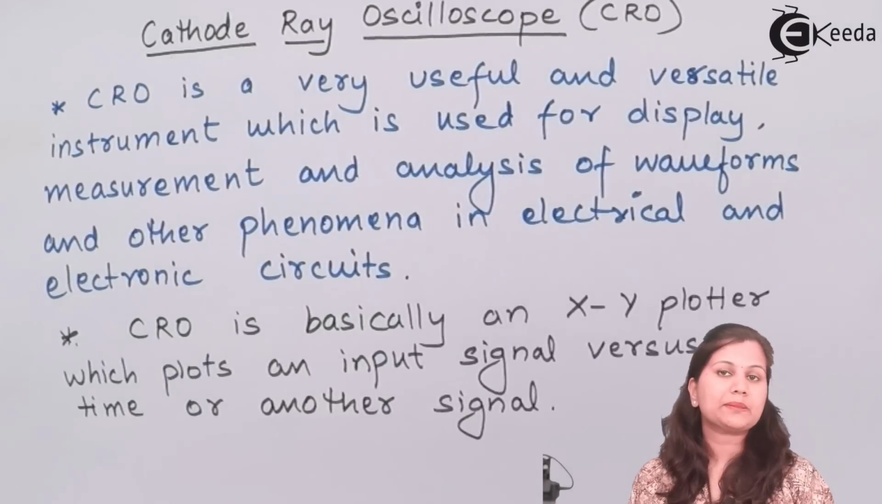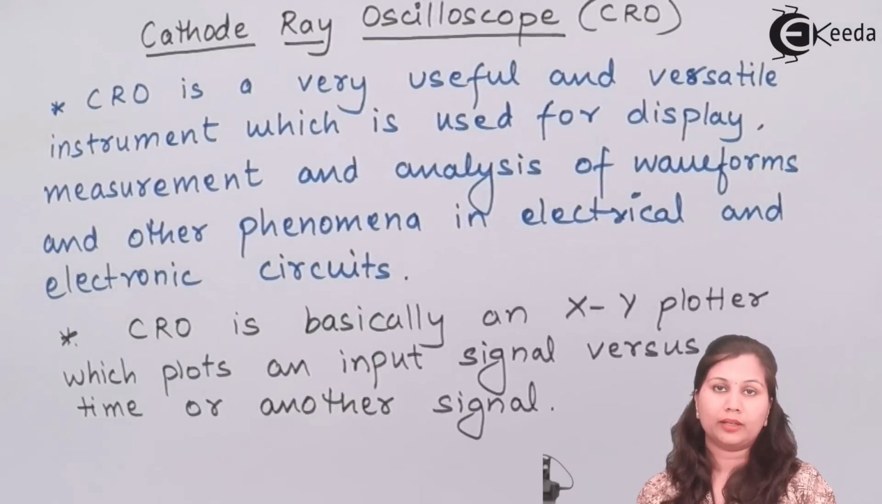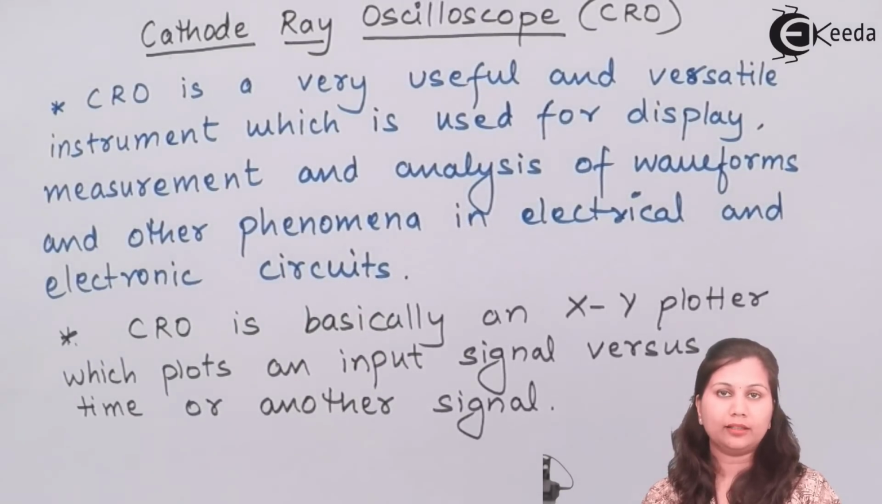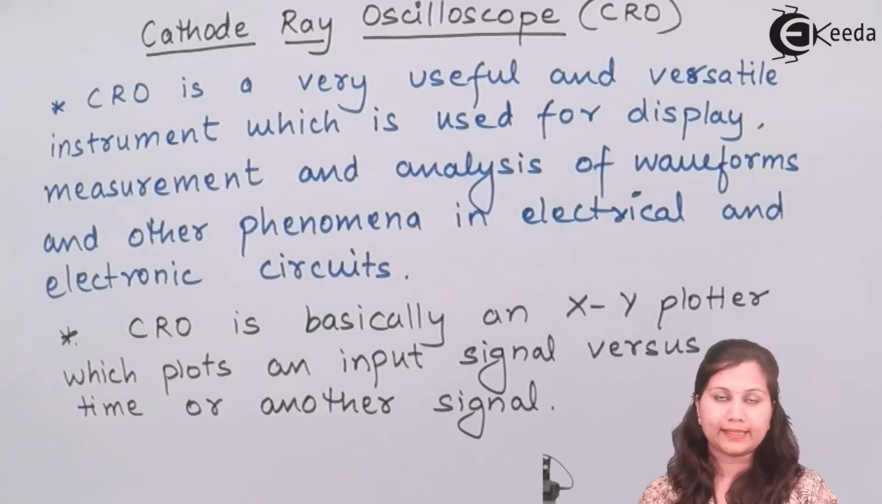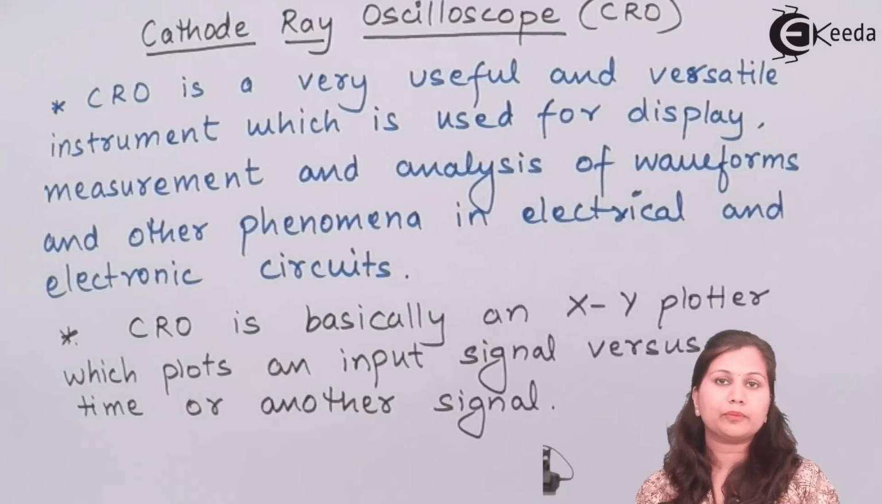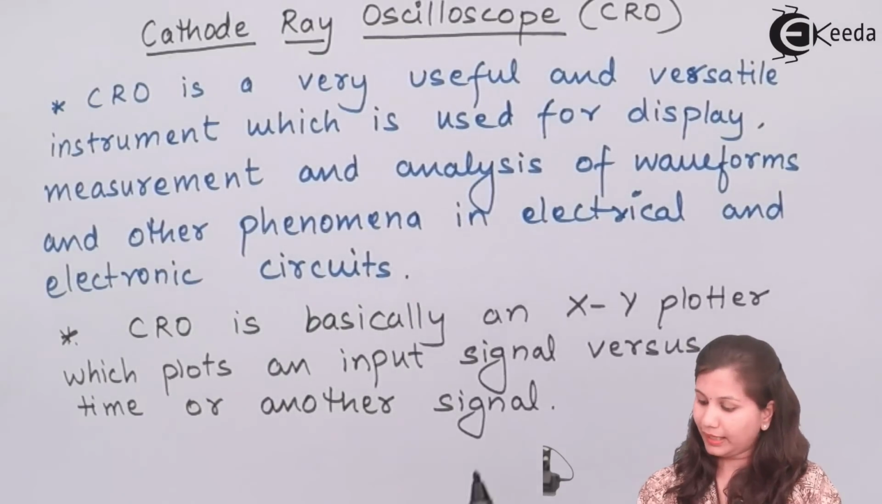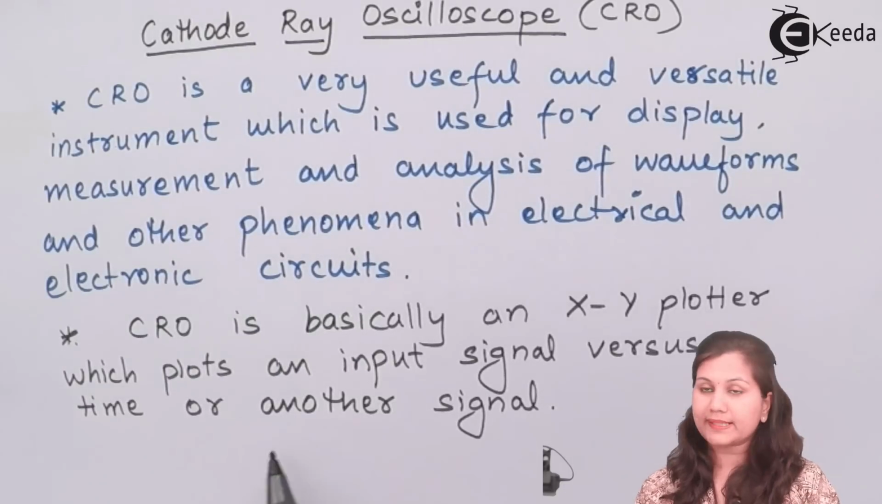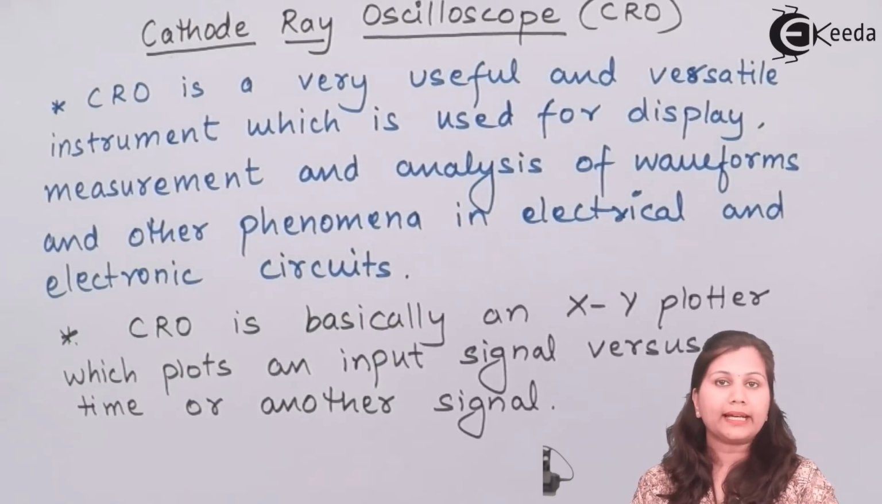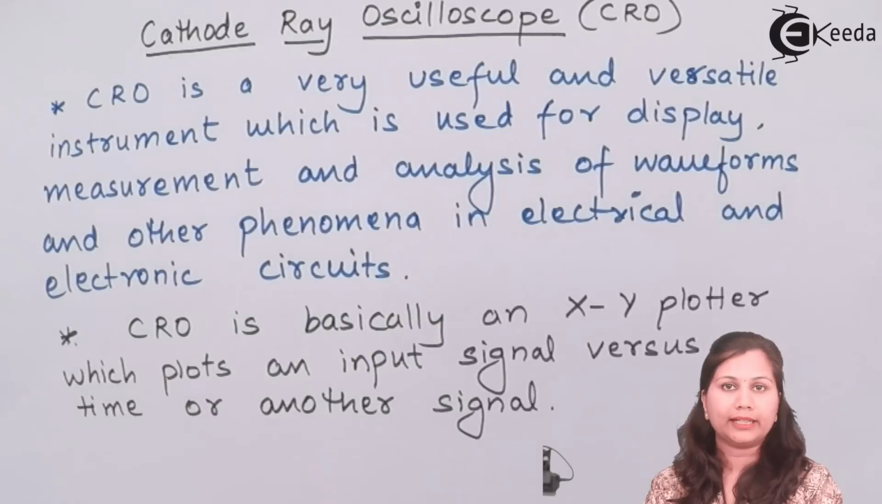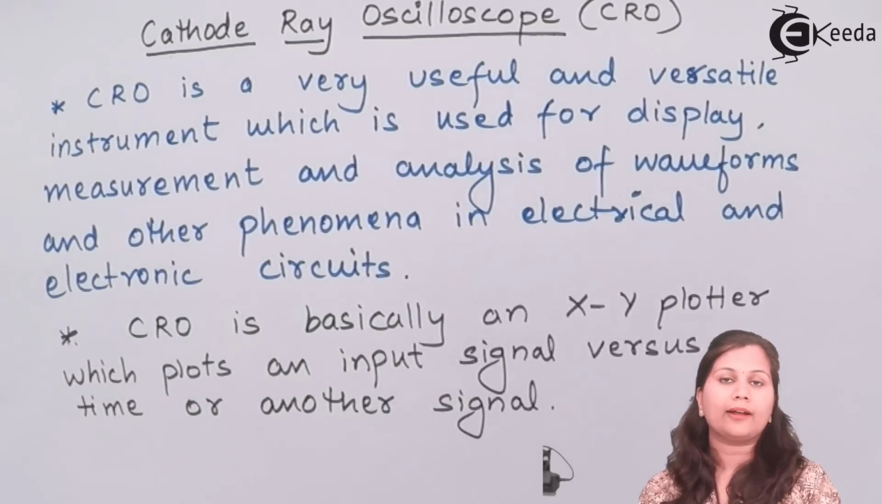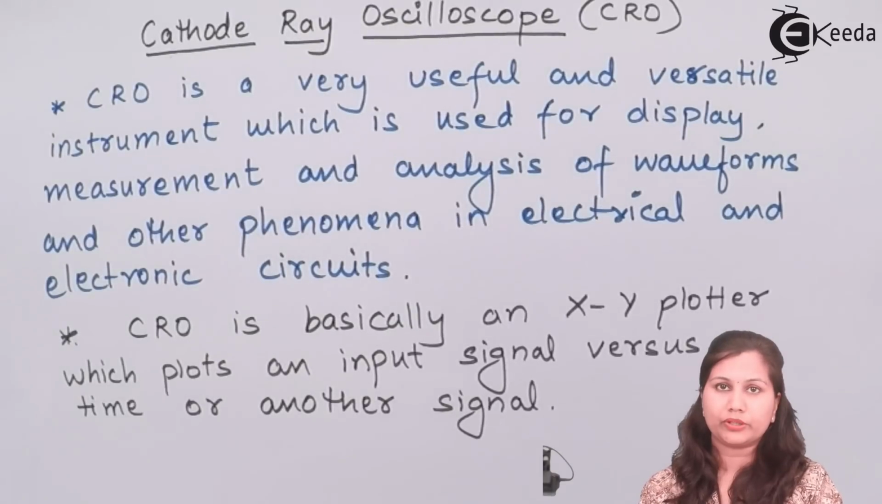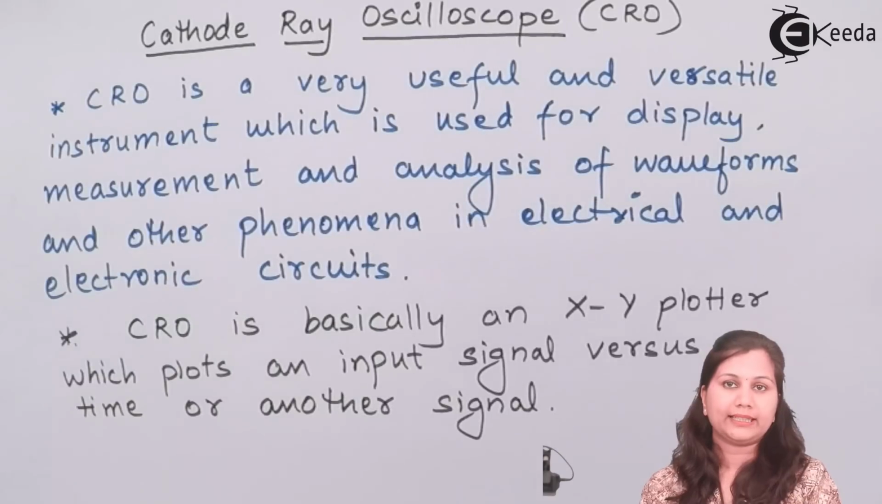Now CRO is basically an XY plotter, meaning it is going to plot a signal on the X and the Y axis. The signal which is plotted is the input signal, and this input signal is plotted either versus time or versus another signal. So on the XY plot, on the X-axis we will either have the time or another signal, and on the Y-axis we will have the input signal.